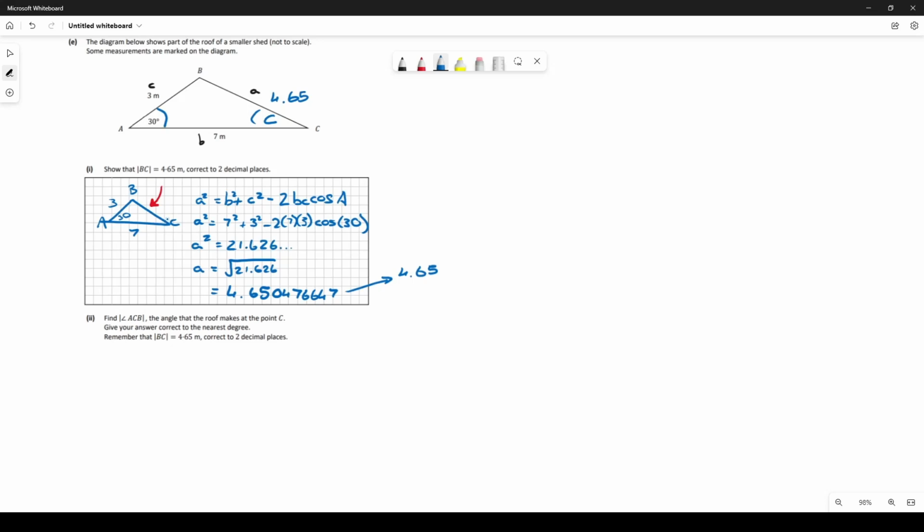Now you'll notice again, still not a right angle triangle, so we can only use the sine or the cosine rule. Do we have a matching pair? Now we do have a matching pair, because you notice we have the 30 and we have the 4.65. So immediately we can use the sine rule, and what we're being asked to find is an angle.